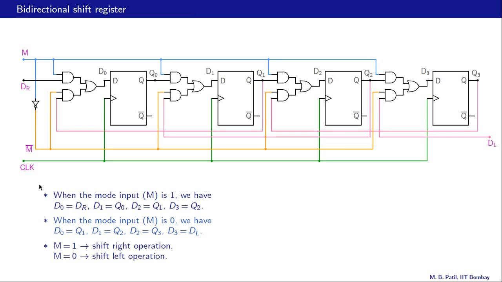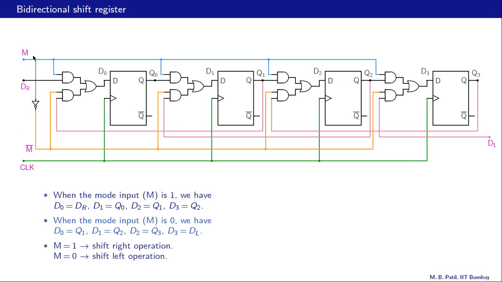The shift register that we saw earlier was shifting data from left to right, but we can also make a bidirectional shift register shown here, which can shift data either from left to right or from right to left depending on the value of this input called M or mode. When the mode input is 1, then the data gets shifted to the right, and if it is 0, then it gets shifted to the left in that direction. So let us see how this works.